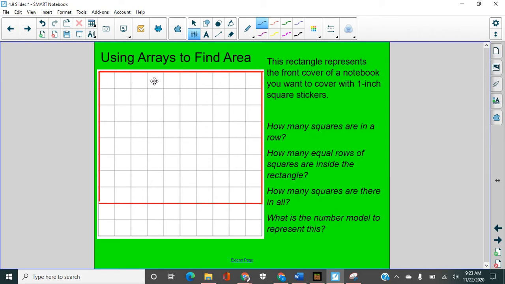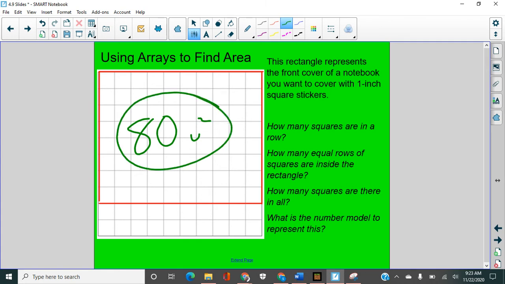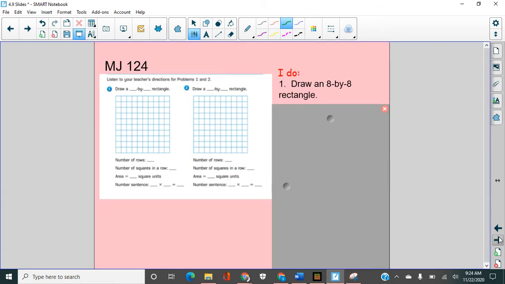So 1, 2, 3, 4, 5, 6, 7, 8, 9, 10. There's 10 in each row. Let's see how many rows there are. 1, 2, 3, 4, 5, 6, 7, 8. So think about this. 10, 20, 30, 40, 50, 60, 70, 80. I just saved myself a lot of time, right? I counted by tens, but that's the same as 10 times 8. So our answer here is 80 units squared. The little 2 means that we're talking about squares. I figured out the amount of space inside by thinking about arrays, right? Instead of seeing circles or X's here, now my arrays are kind of boxes.